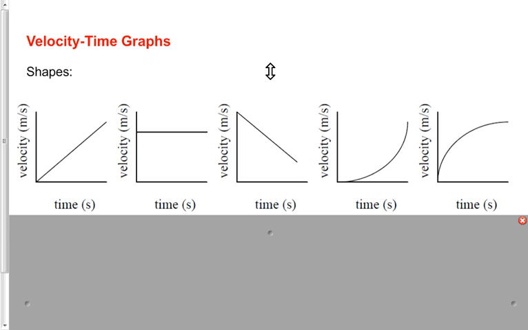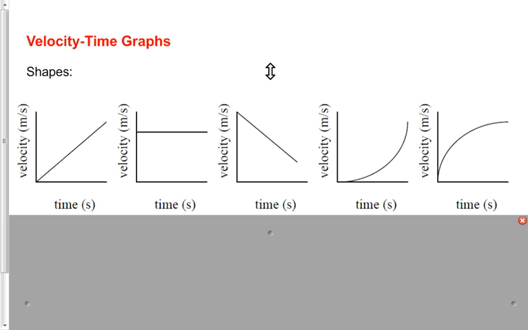I'm going to show you a bunch of different shapes of velocity time graphs right now. Velocity time graphs means, of course, velocity comes first, time comes second. That means velocity will be on the y-axis, time on the x-axis, because it's always y versus x, right? This page should look somewhat familiar to you because it's the exact same shapes that we had for our position time graphs, but the meaning of these graphs will be different.